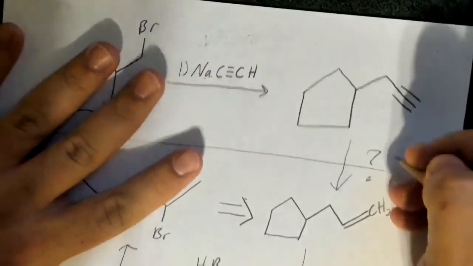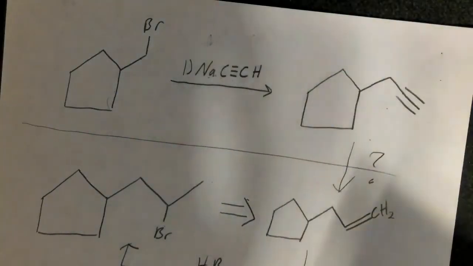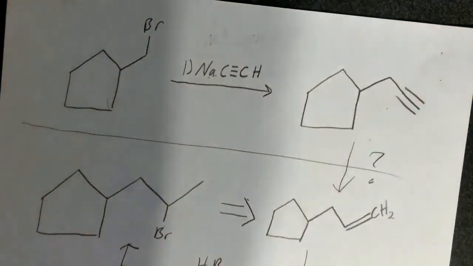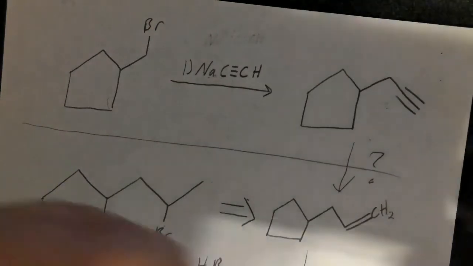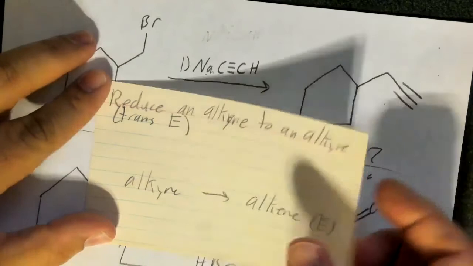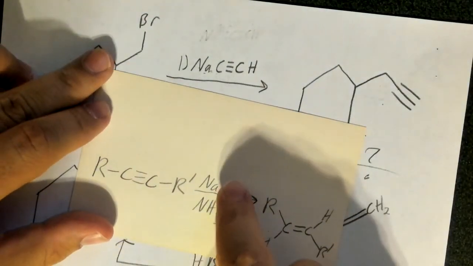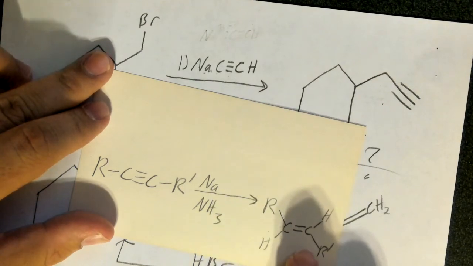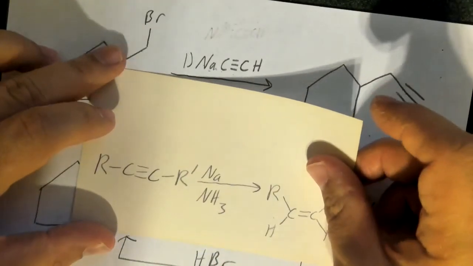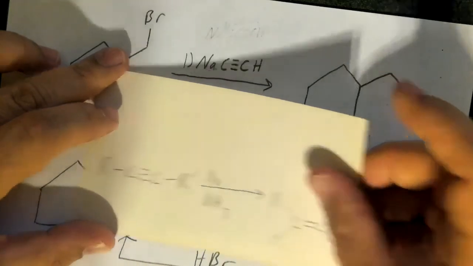Let's just say I'm going to use the one that ends up with a trans alkene. Once again, not that that matters. So an E alkene from an alkyne. What is that? Dissolved metal reduction. We have sodium and ammonia, and then you end up with the trans. Like I said, you can also do the one that ends up with the cis, which is the poison catalyst reduction, where you have hydrogen gas and a Lindlar's catalyst.